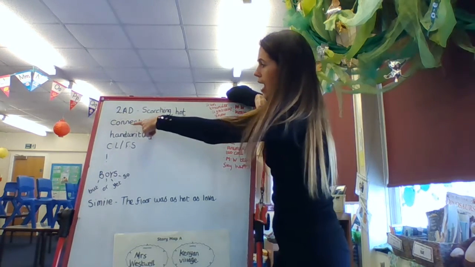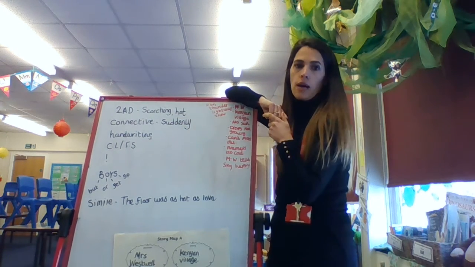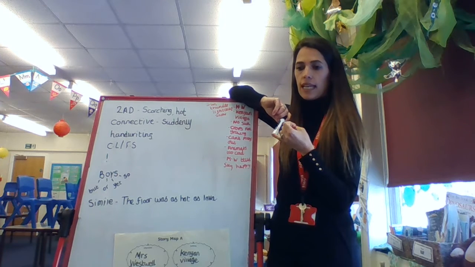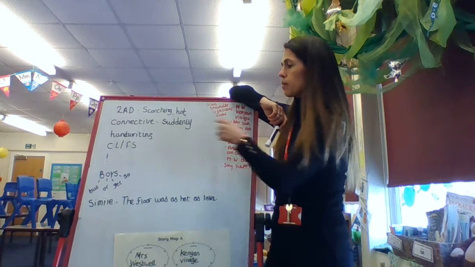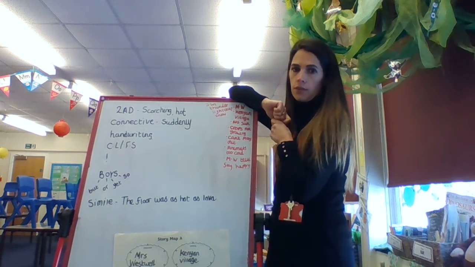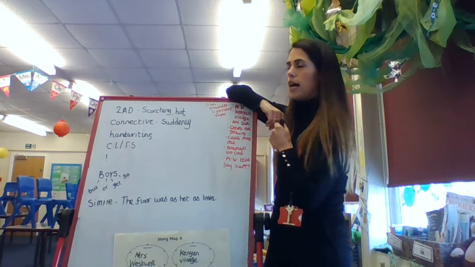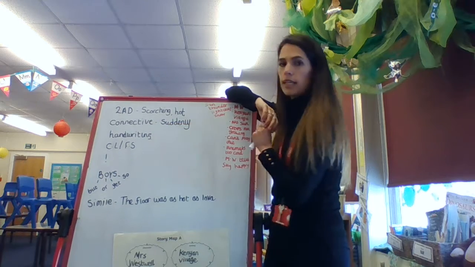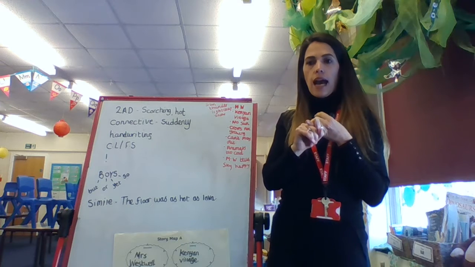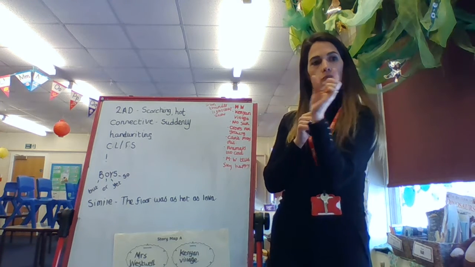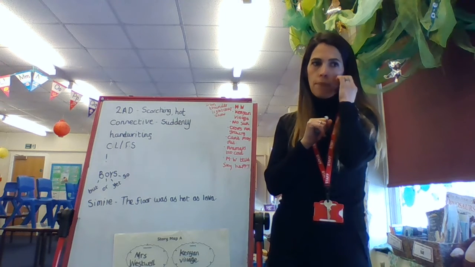Okay. I want you to be thinking about some connectives. So I've put suddenly on my board. You could have suddenly, next, first, after that. Okay, so some connectives that show your story is moving on. Handwriting is worth a lot of marks when I'm looking at your writing. So be thinking about sitting it on the line, your joins, and reading it back. So if you can't read it back to your adult, cross it out and write it again. Okay.